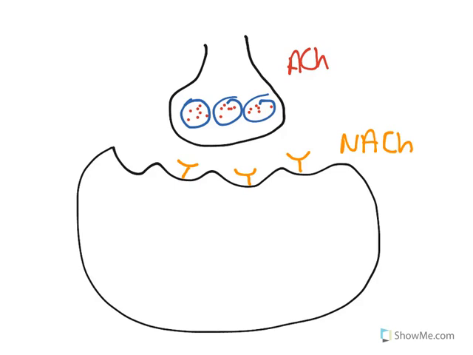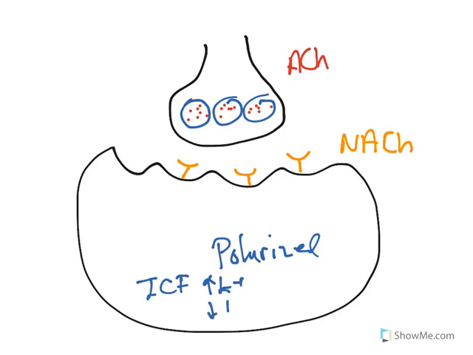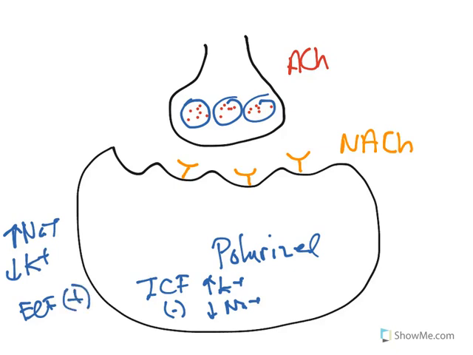So remember, this muscle cell is polarized, because the ICF had a very high concentration of potassium but low concentration of sodium, which made it negative. The ECF, which has a high sodium and low potassium, is more positive, and it's polarized. Well, we're going to stop that. We're going to make that not be the case anymore.